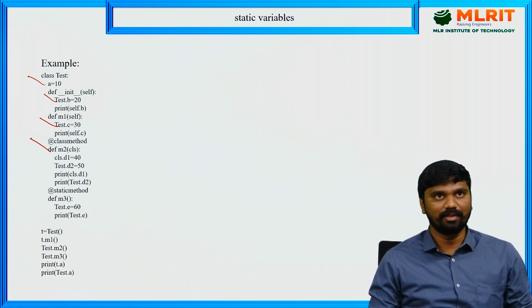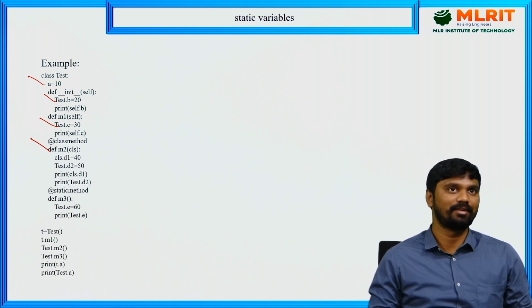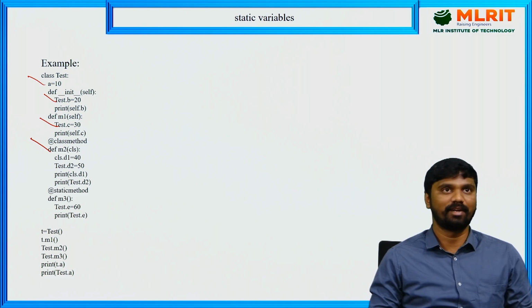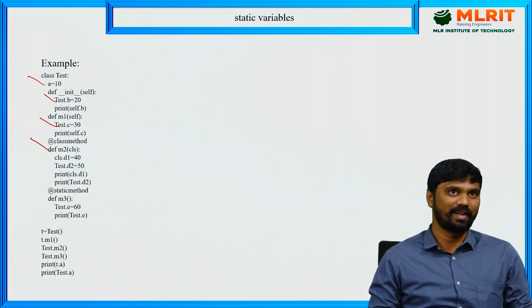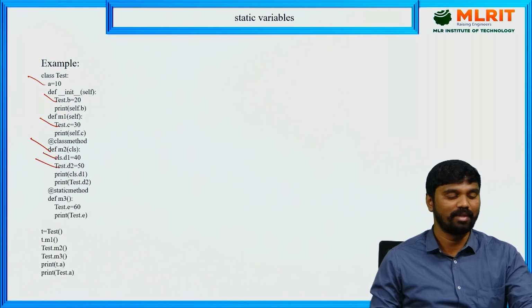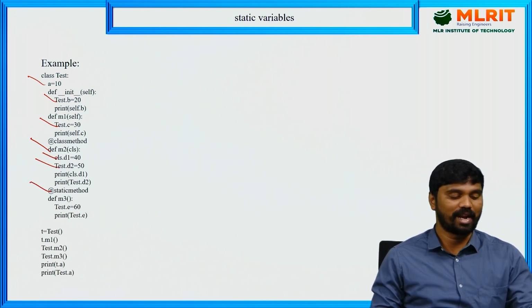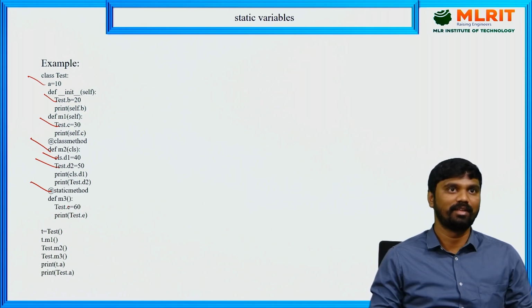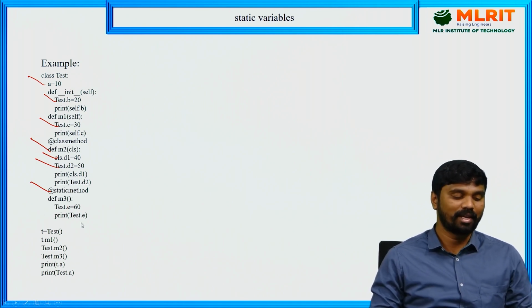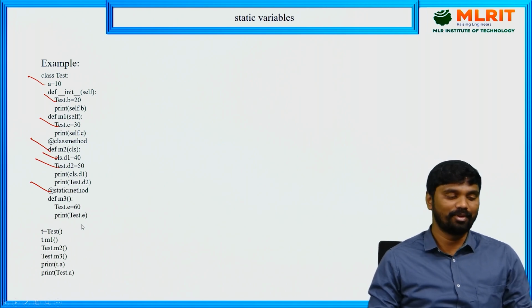In m2 we define the class method, right? Into that class method we can declare the static variables either by using the class name or by using the cls variable. Next, this is the static method. m3 is the static method. Inside the static method you can declare the static variable using the class name, right?